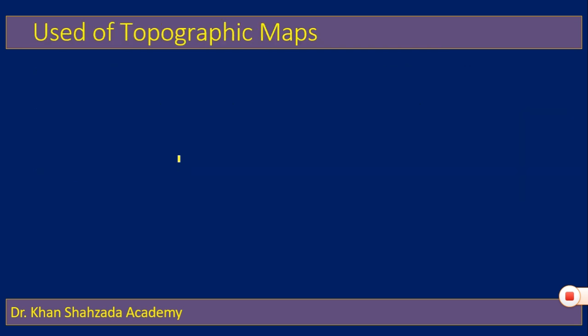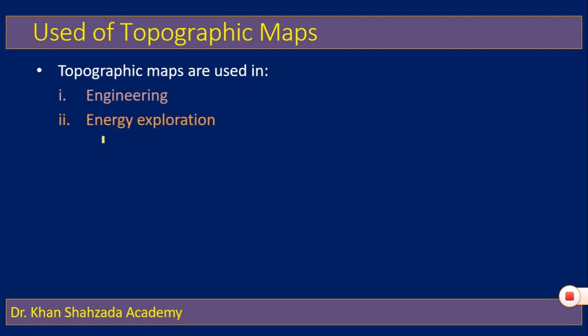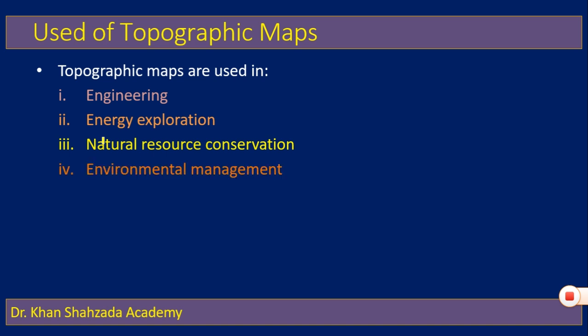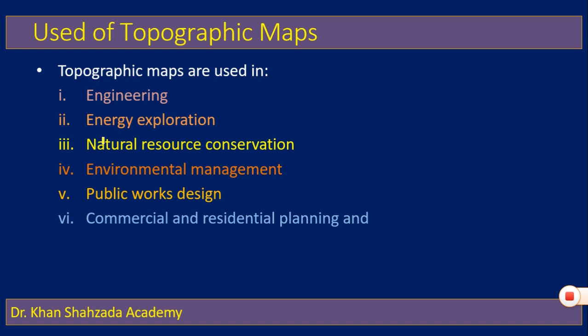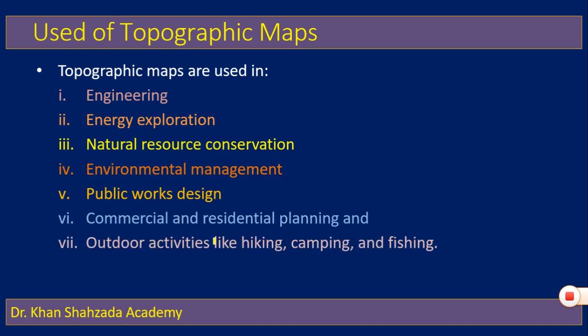We can use topographic maps. This is generally used in engineering. Also, it is used in energy exploration, natural resource conservation, environmental management, public work design, commercial and residential planning, and outdoor activities like hiking, camping, and fishing.